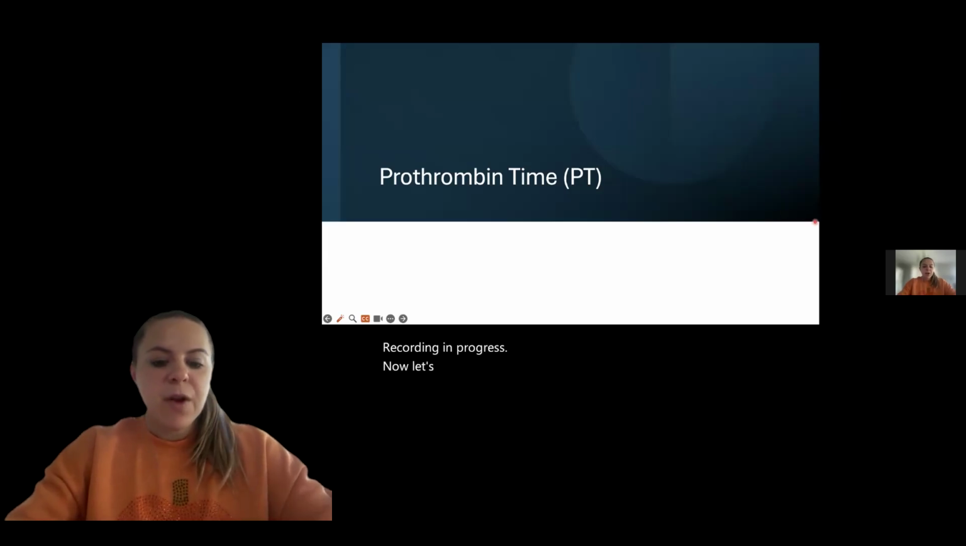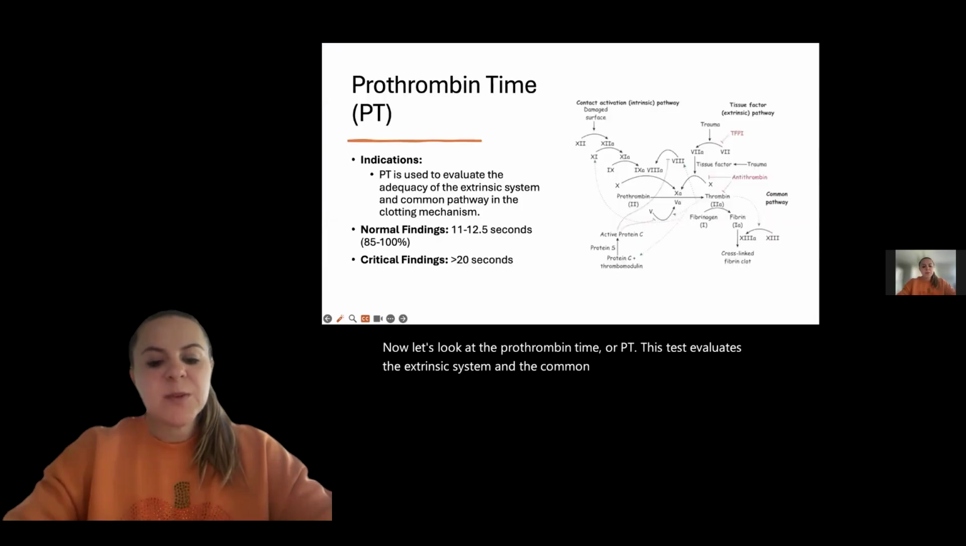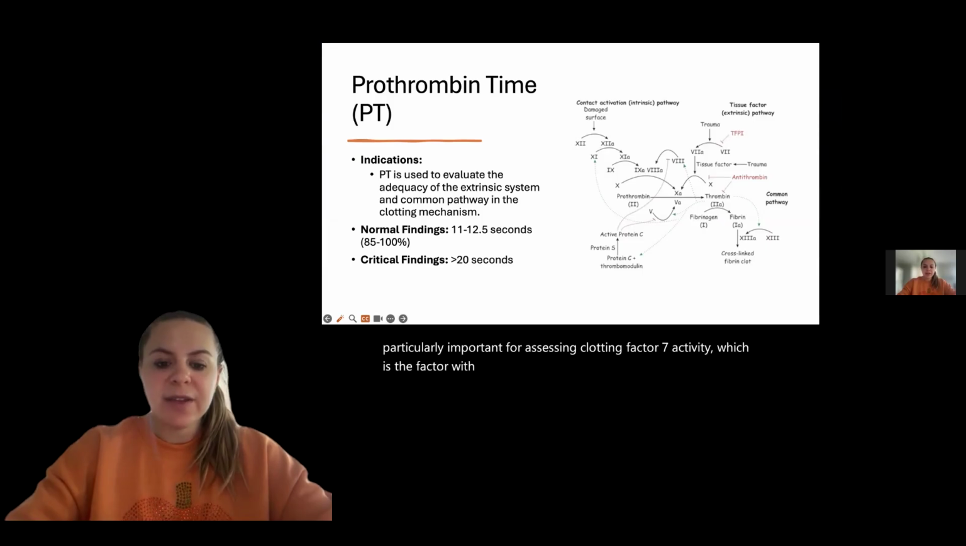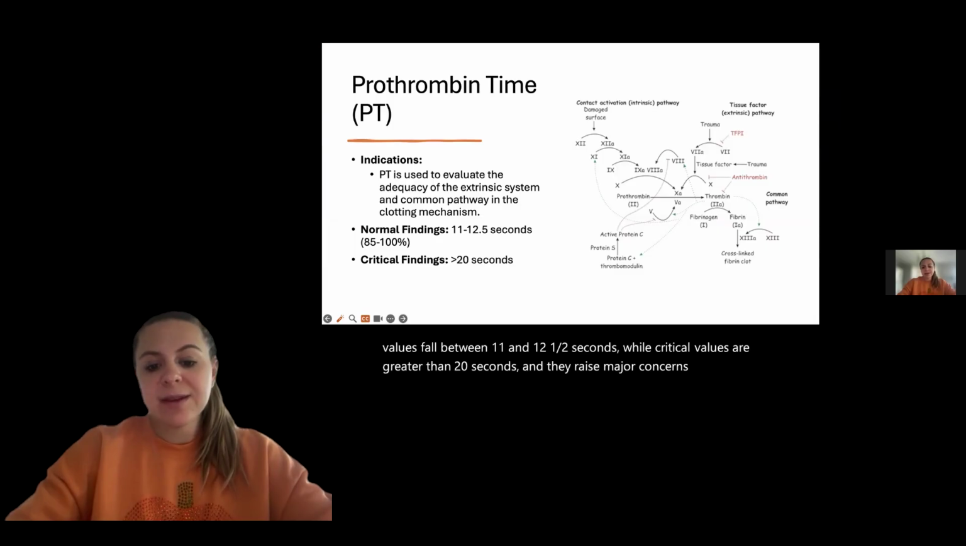Now let's look at the prothrombin time or PT. This test evaluates the extrinsic system and the common pathway. The PT is particularly important for assessing clotting factor 7 activity, which is the factor with the shortest half-life in this pathway. Normal values fall between 11 and 12 and a half seconds, while critical values are greater than 20 seconds, and they raise major concerns about bleeding risk.